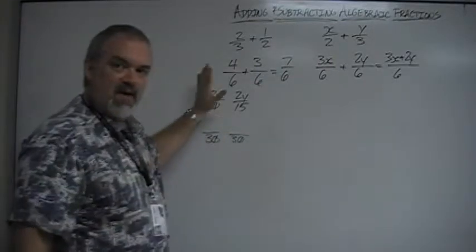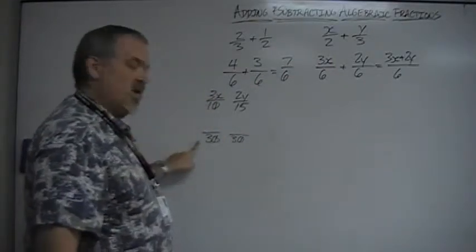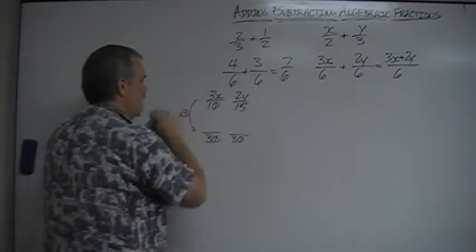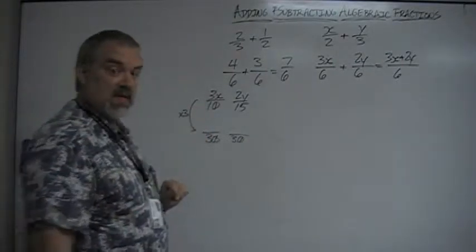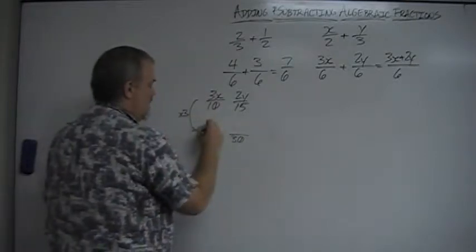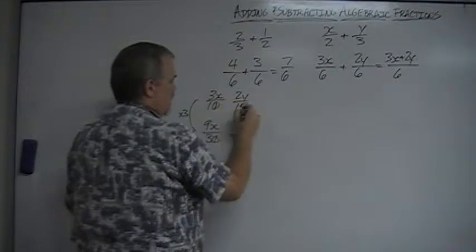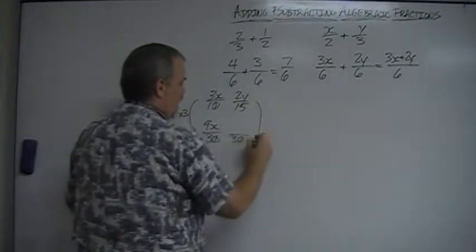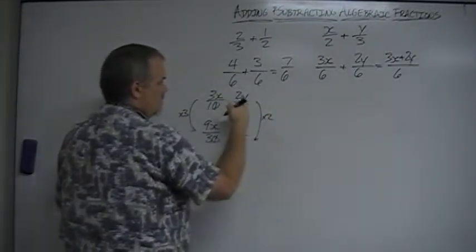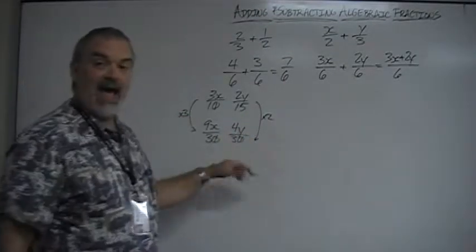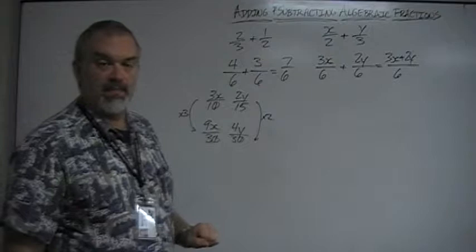Now, how do I change my fractions? 10 to 30, what did I do? I multiplied by 3. So I do the same thing on the top. 3x times 3, 9x. Over here, what happened? 15 to 30, I multiplied by 2. So 2y times 2 is 4y. And then I could add or subtract those if I wanted to.